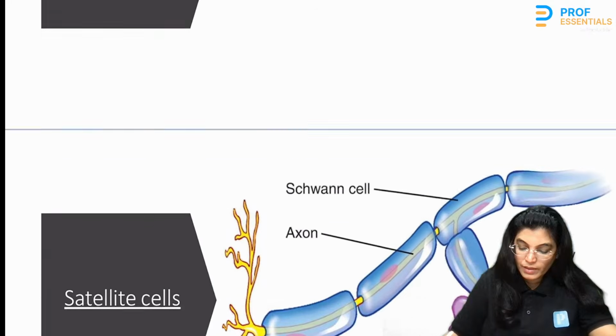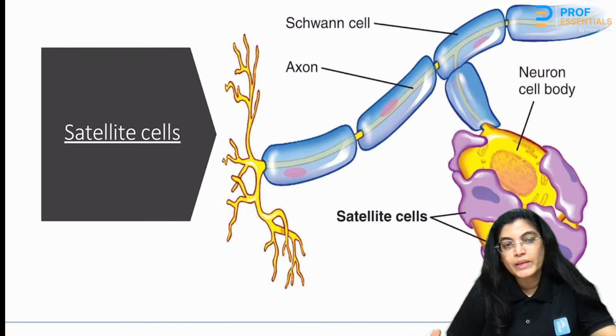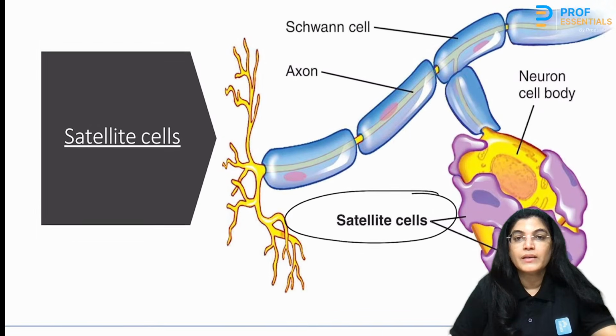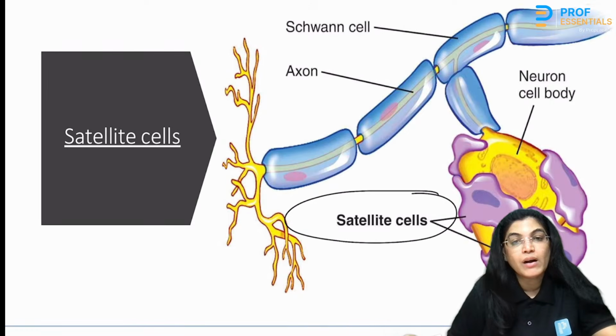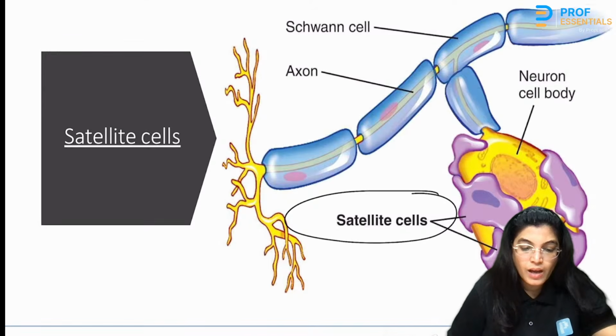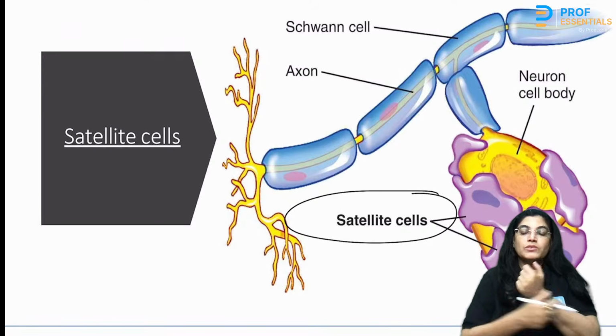Now the satellite cells. Can you see the satellite cells? They are also glial cells, as you can see in this diagram. These are the Schwann cells and these are the satellite cells. Satellite cells are important glial cells of the peripheral nervous system, and they are found in the sensory, sympathetic and parasympathetic ganglia. They also form a support framework for the neurons of the peripheral nervous system.